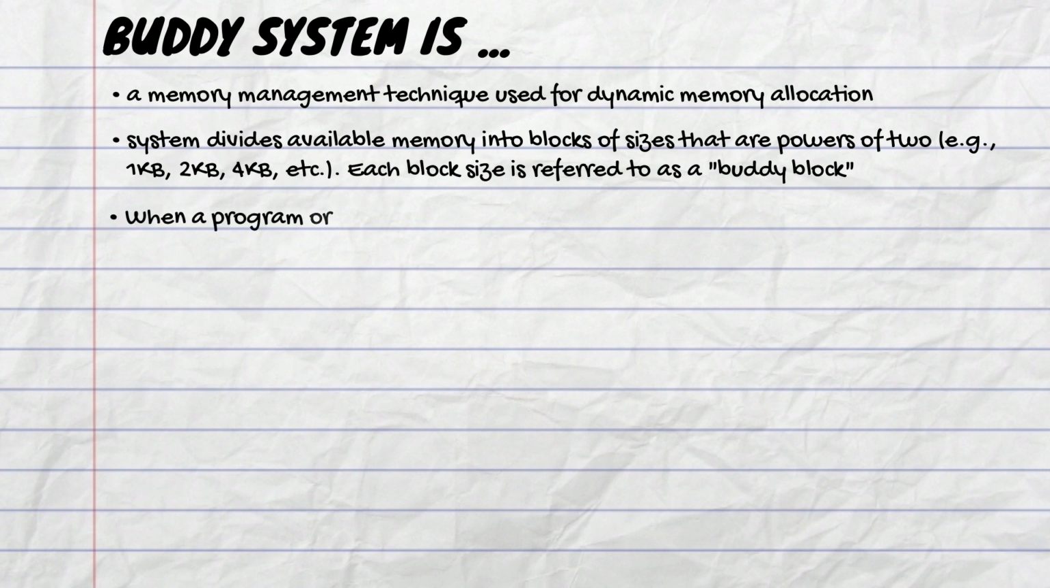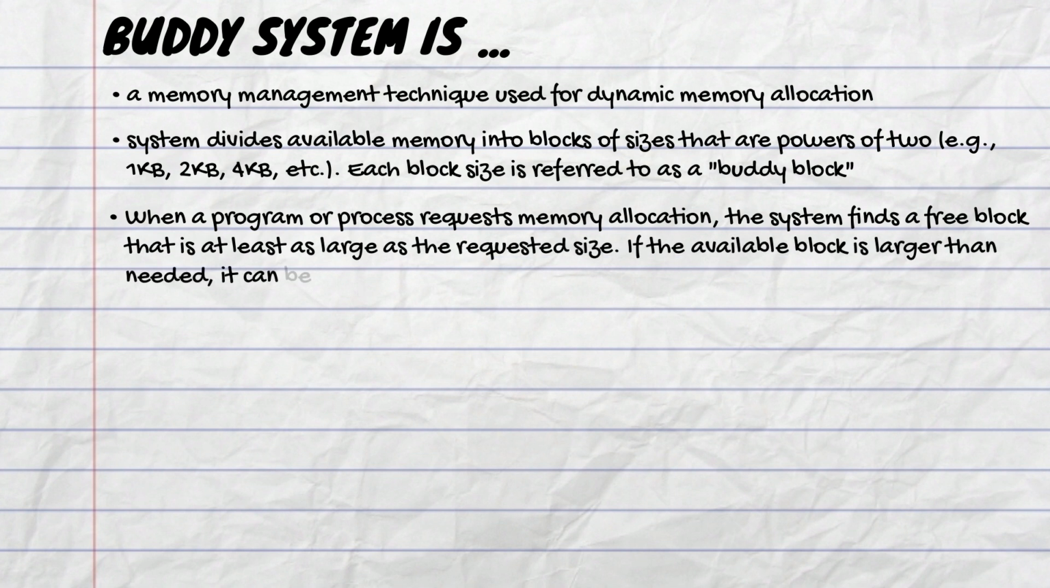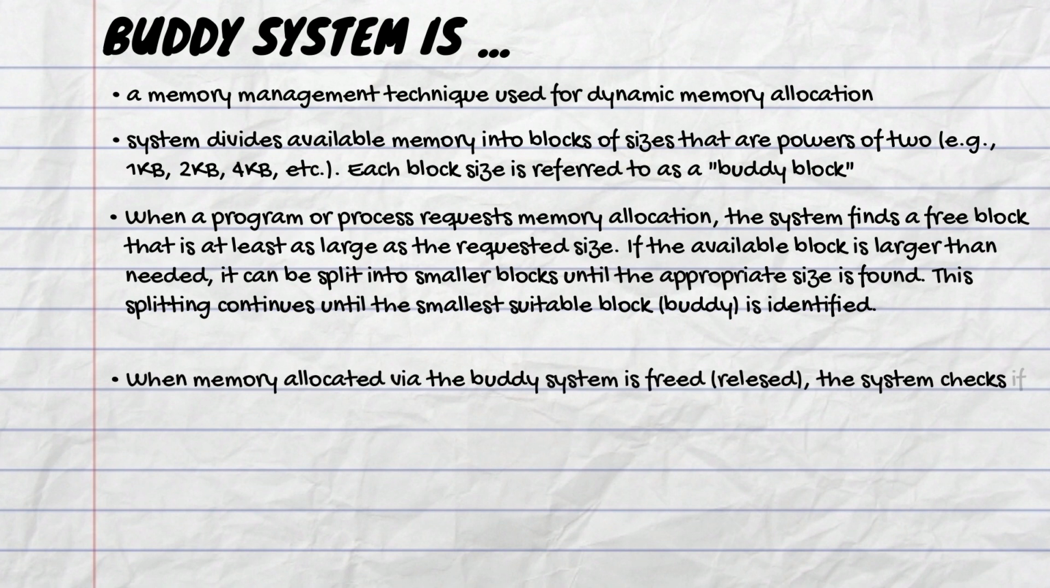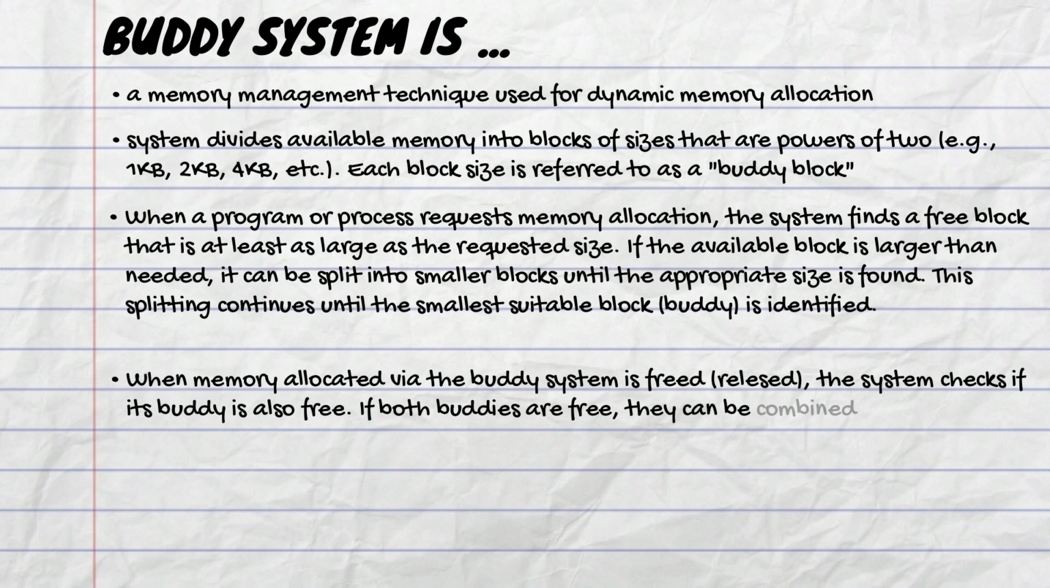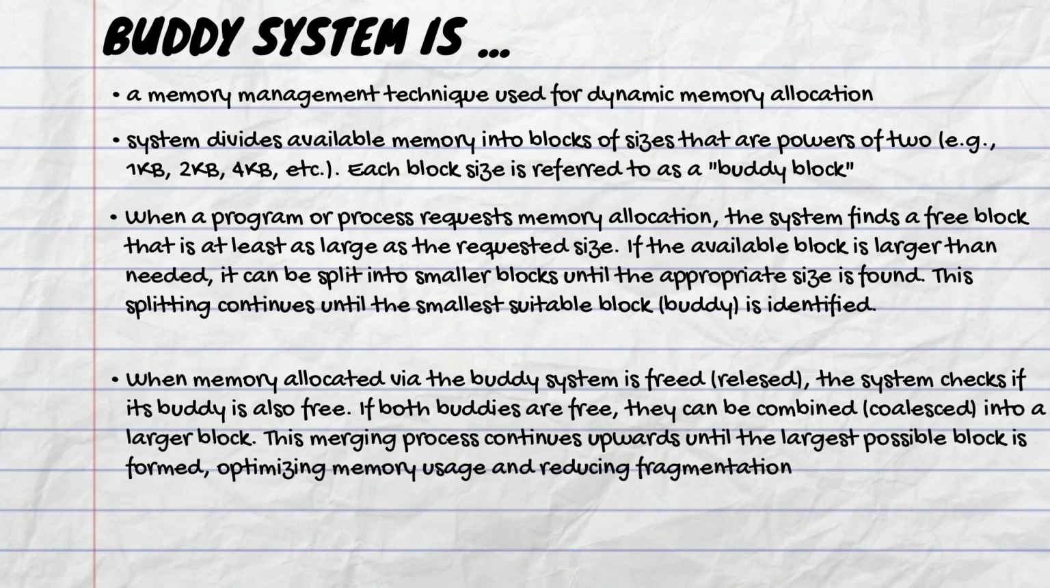Now, when a request for a block of memory comes in, the system looks for a free block of memory that is the closest size or larger to the requested size. If the found block is larger than needed, it is split into 2 buddy blocks of half its size. Then, when it is no longer needed or is released, the system checks if its buddy block is also free. If both buddy blocks are free, they are merged back into a larger block of memory.